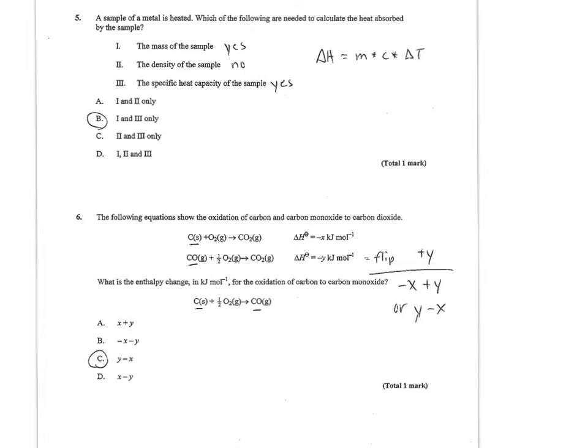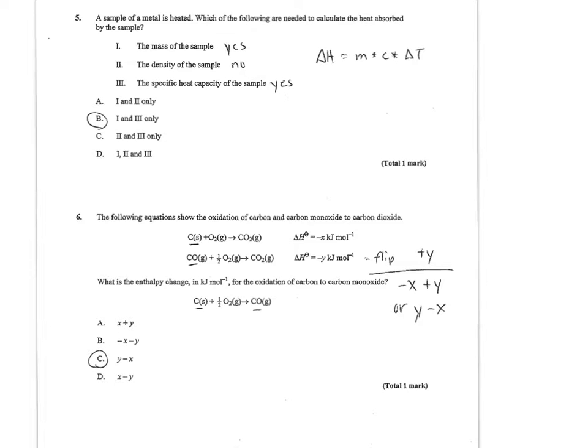So even though we often use the density to convert our volume of liquid to the mass, it's not part of the equation, so 2 would not be considered part of it. 3, the specific heat capacity, yes. So B would be the correct choice here.